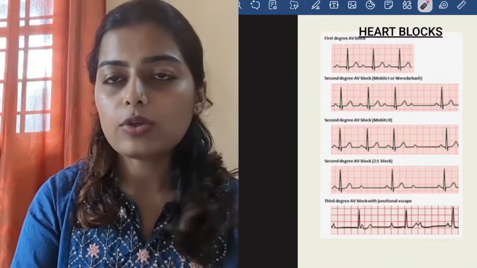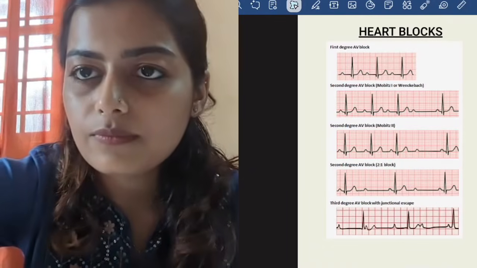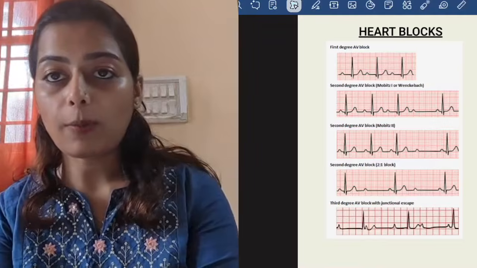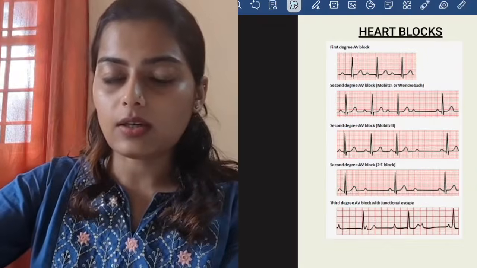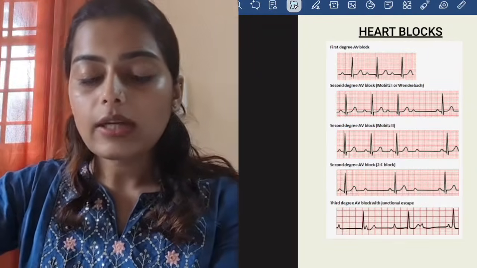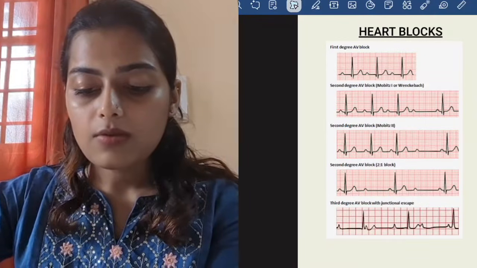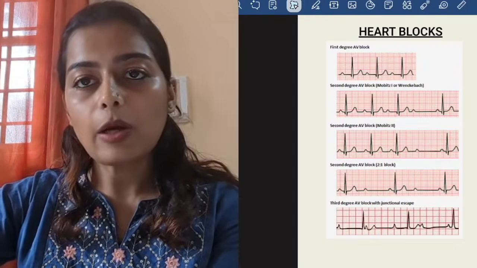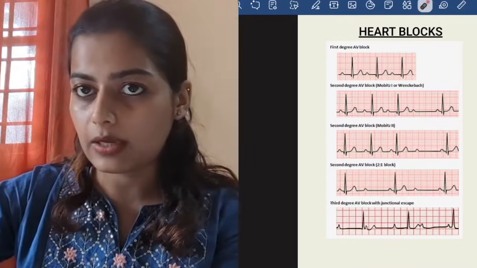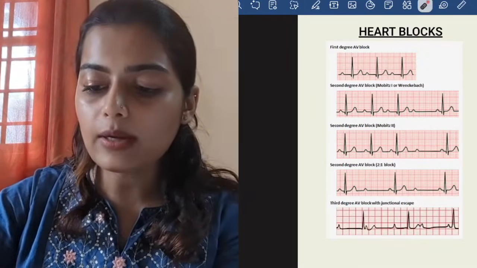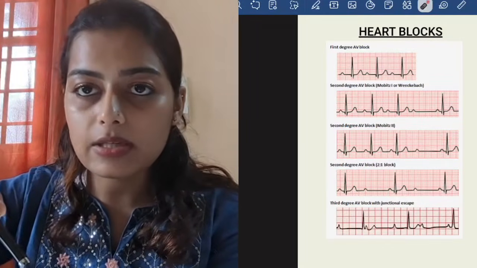Next, let's move into the topic of heart blocks on an ECG. How to identify what kind of heart block you are seeing with a given ECG. So there are three types of heart blocks: first degree AV block, second degree AV block and third degree AV block. In first degree AV block, there is a prolonged PR interval. As I told before, the normal PR interval is 0.12 to 0.20 seconds. Whenever the PR interval is more than 0.20 second, it is called a prolonged PR interval, and that is seen in first degree AV block.